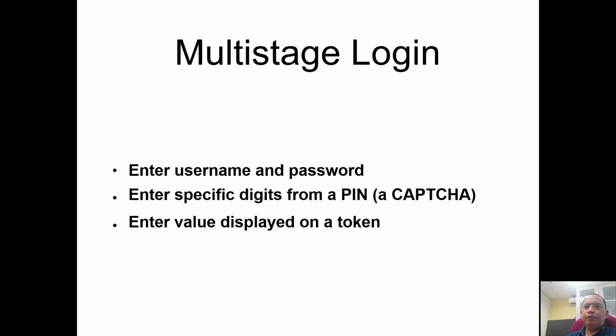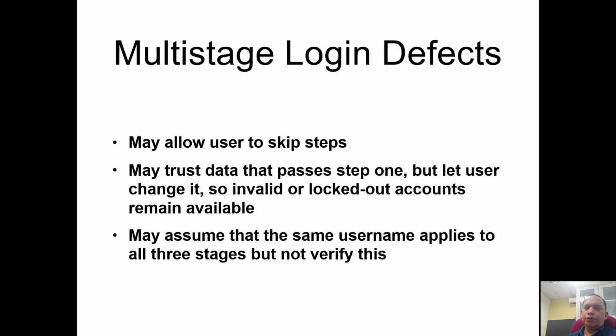For multi-stage login, the process is like this. This is just an example. Username and password, enter a specific digit from a PIN or a CAPTCHA, and enter the value displayed on the token. So this is the multi-stage login. You have username and password, and then you have this authentication of CAPTCHA, a figure, or whatever it is. So the defect in this problem is it may allow the user to skip a step.